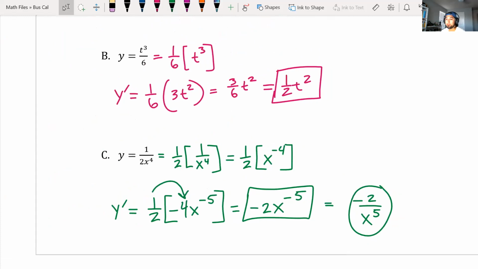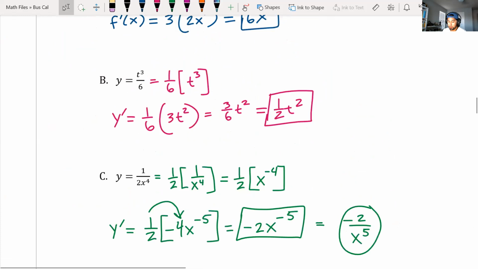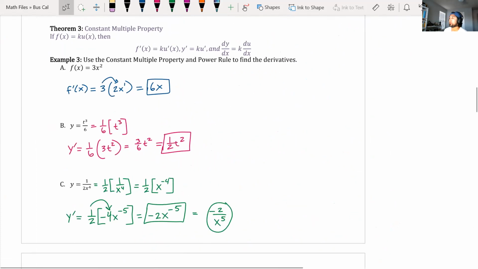Mind blowing, guys. There you go. Got more? Not yet. All right. Any questions on that page?